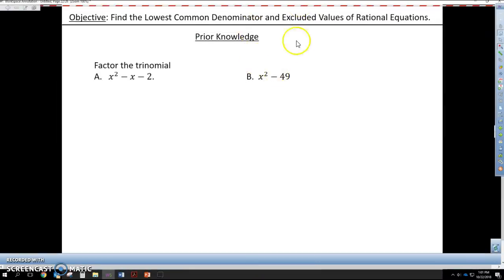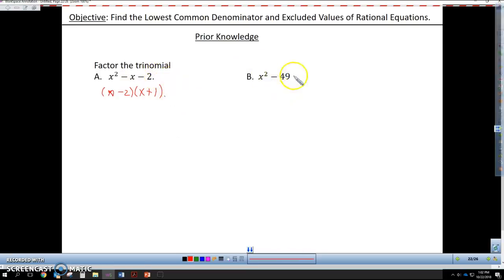Prior knowledge for this lesson is going to require you to put on your factoring cap, and specifically we're going to be looking at trinomials and a binomial. If I want to factor this trinomial, we can use the AC method. What factors of -2 produce a -1? So this would be x plus 2 times, actually not plus 2. Plus 2 would give us a positive b value on a negative, so x minus 2 times x plus 1. So there is my trinomial factored.